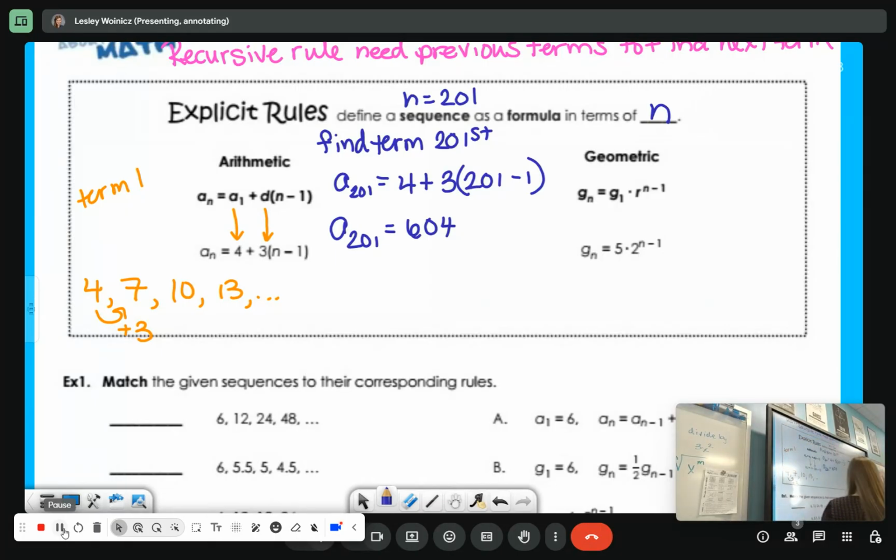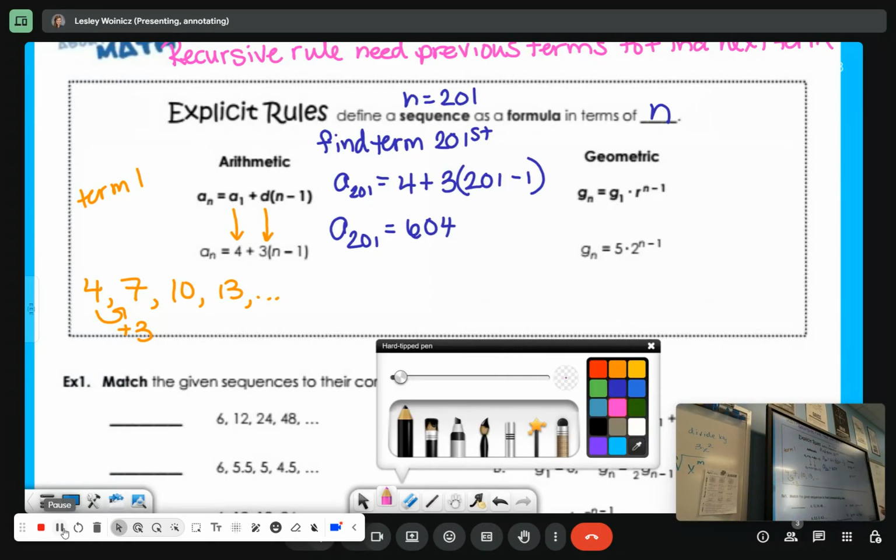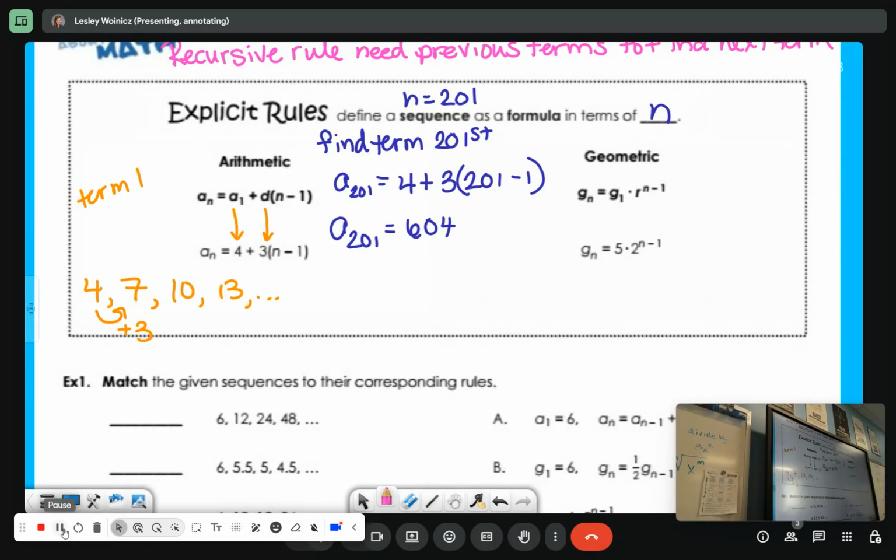All right, we're good. Okay, so here is our cute little geometric rule. You can see that I have a 5 in the g sub 1 spot. That's our first term, so I start at 5. And I have a 2 in the r spot, so my common ratio that I multiply by is 2. So I multiply by 2 and I get 10. Then I multiply by my common ratio again, and I get 20. And then 40.